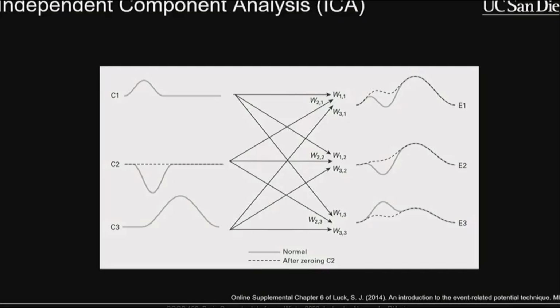So this is an example from Steve Luck's book where we have these three source components, and they're being mixed with different weights, which are going to contribute to our mixing matrix W. And essentially, they get summed up in these different ways, depending on where the sensor is recording from. So we can see that E1 and E2 are actually very similar.